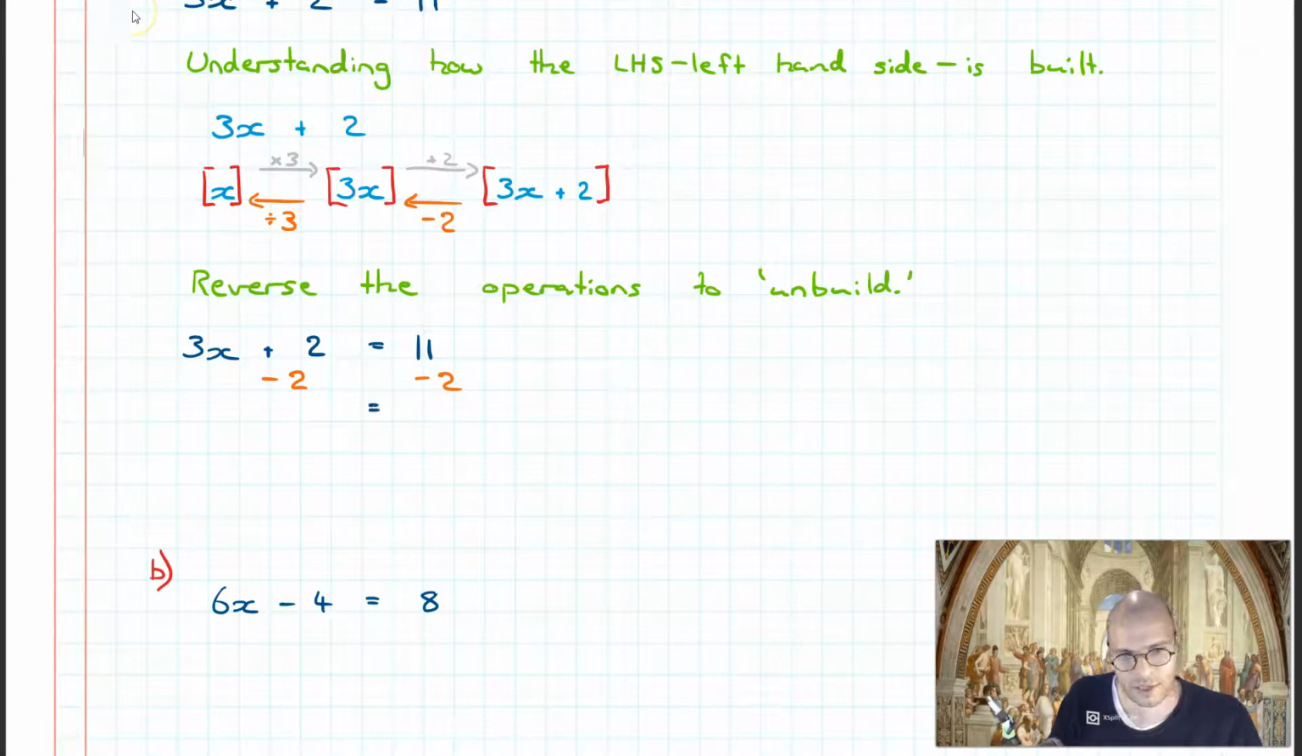On the right hand side, I have 11 take 2, and that's going to take me back to 9. On the left hand side, I have 3x plus 2, which is going to mean I'm going to get 3x, and then the 2 is going to turn into 0.